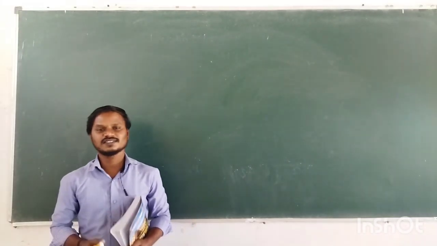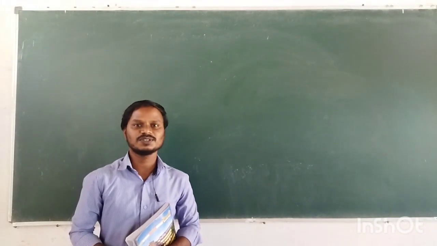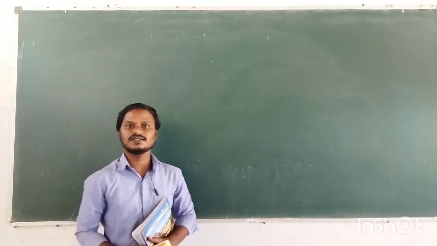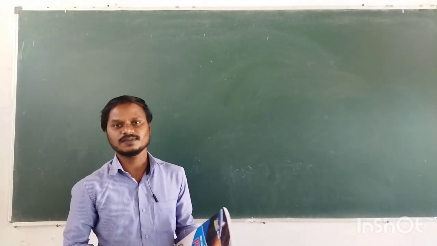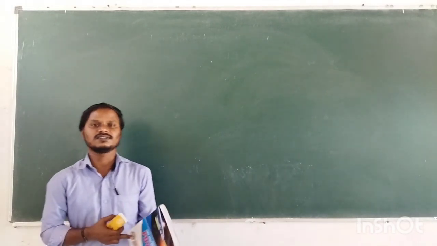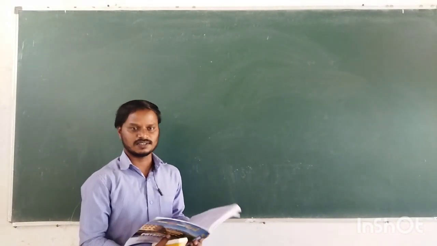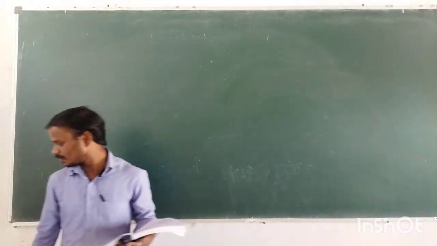Hello dear students, in today's class we are going to solve some questions related to the cross product of vectors, also called the vector product of vectors. So question number 43 is related to the cross product of two vectors. What is question number 43?